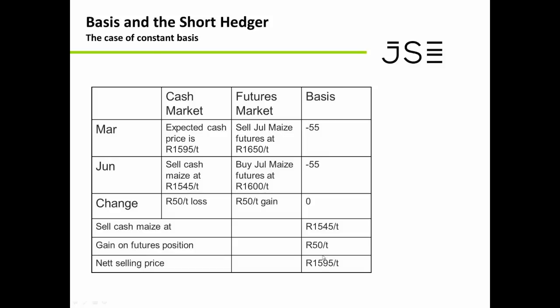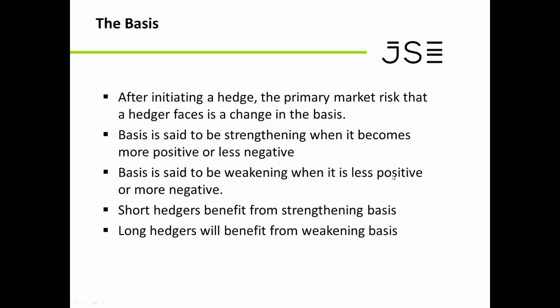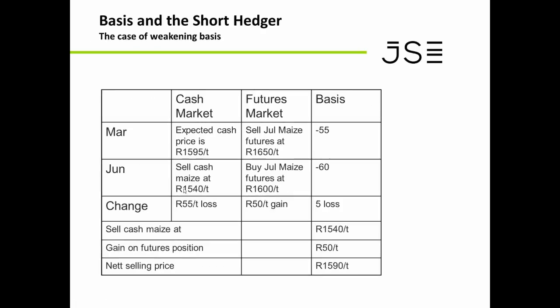Come June, we actually ended up selling our maize, and our overall net income from maize as the farmer would then have been 1595, which is what we expected already way back in March. Let's move to the next scenario, when the basis is weakening. Now remember what we said, basis is weakening when it is less positive or more negative. That's the definition, one of the definitions there in that case.